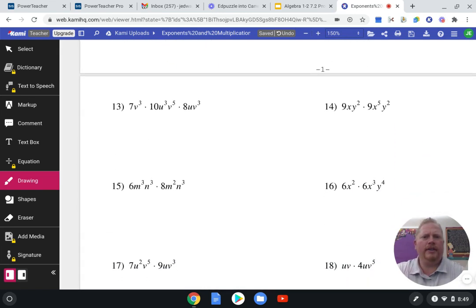What about a situation like this? What if there's more than one variable? All right, well, let's deal with that. We're just going to break this down and do one thing at a time. So first thing I want to do is my coefficients. So I will do 7 times 10 times 8, which is 70 times 8. 70 times 8 is 560.